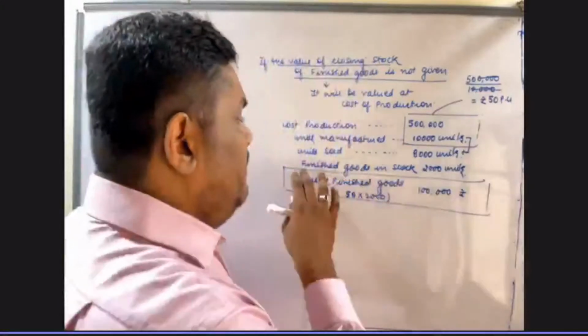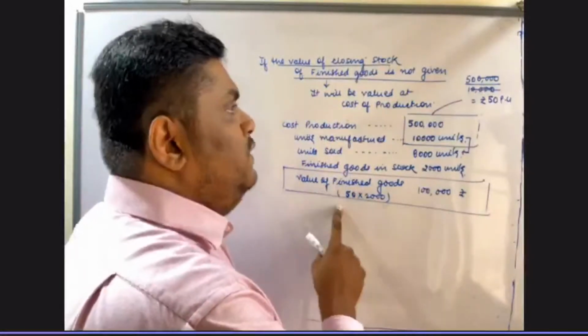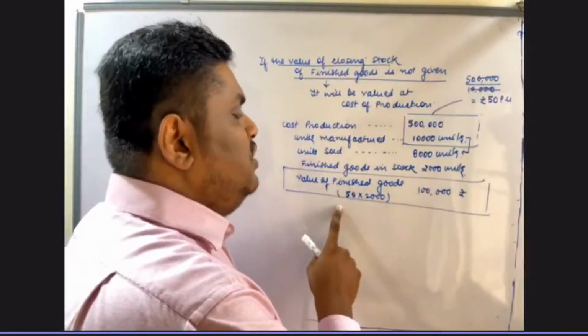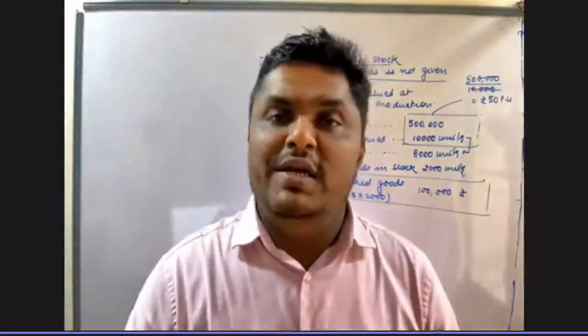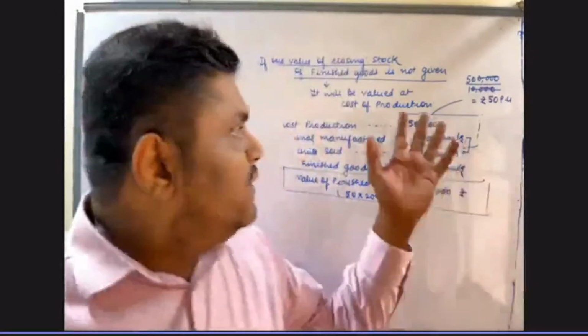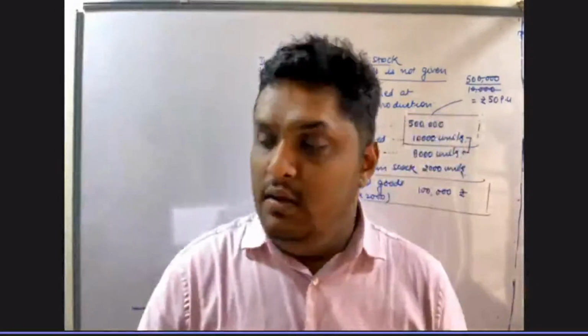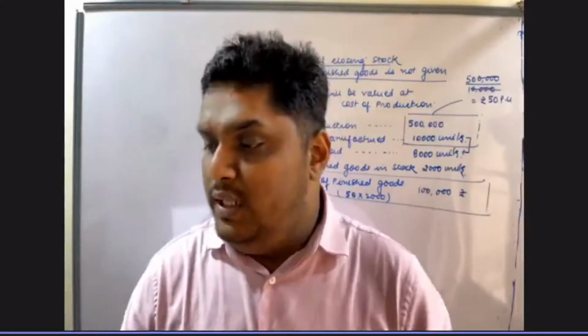So when talking about the value of these 2,000 units, it is 2,000 units into the cost of production per unit, that is 50. So 1 lakh will be the value of these 2,000 units that are still in stock, or we can say the value of finished goods. I request you guys to please copy this part. Further, if you have any queries in this part, please post your query.